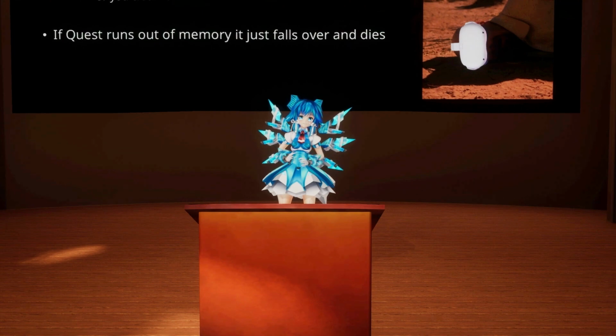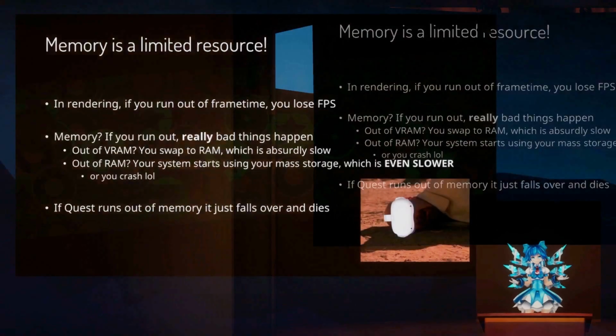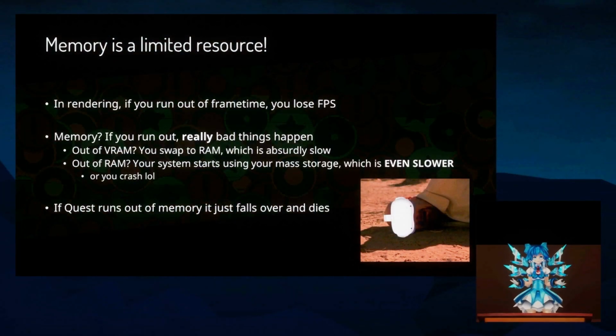Most importantly, memory is a limited resource. Unlike frame rate, when we were talking about rendering, if you run out of frame time, you just lower your FPS. You're not at 90 anymore. If you run out of memory, bad stuff happens. If you're out of VRAM, you start swapping to RAM. If you start running out of RAM, you start swapping to mass storage, or you just crash. If the Quest runs out of memory, it just falls over and dies. It has no alternative because the Quest only has system memory.